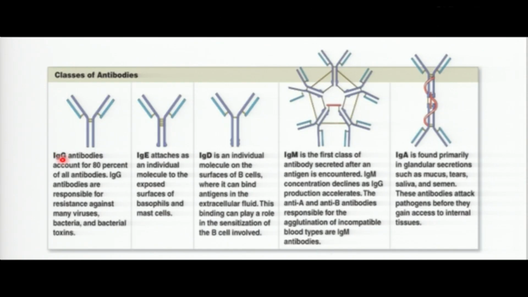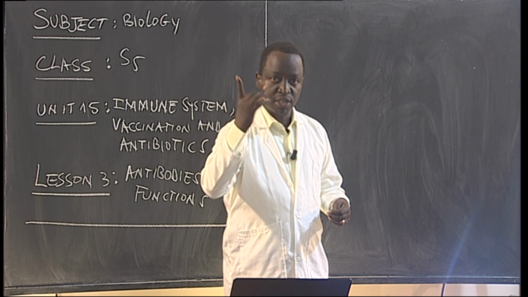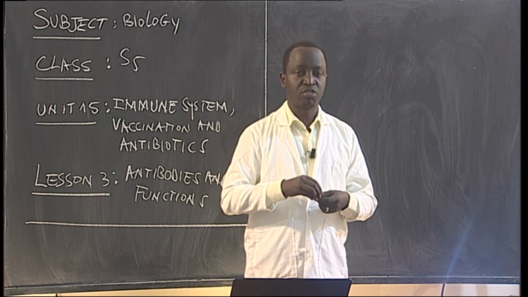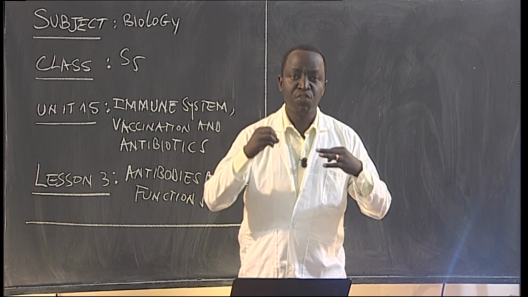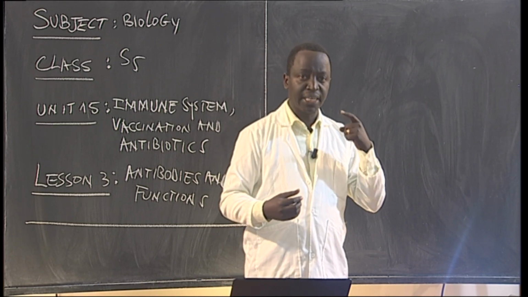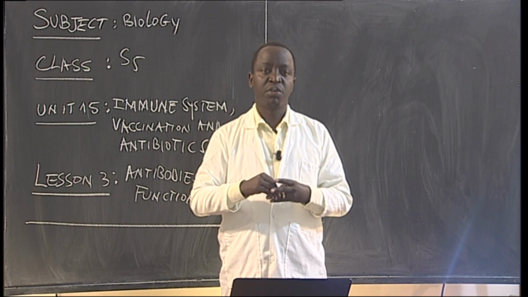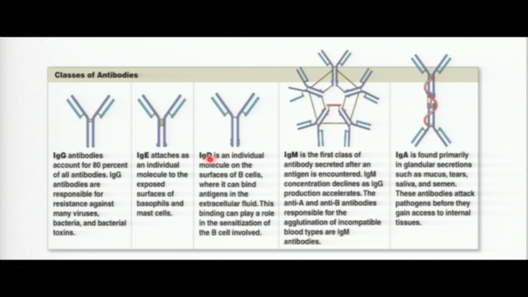So when virus and bacteria invade our body, they are going to be recognized by this IgG antibody. So we also have this IgE. This is attached as an individual molecule to the exposed surface of basophil. Remember, among the types of white blood cells we have what you call basophil. We have also what you call mast cells. Actually, those are the cells that are involved in the immunity of our body. So immunoglobulin E is found on the surface of basophil, just to ensure the protection of our body.